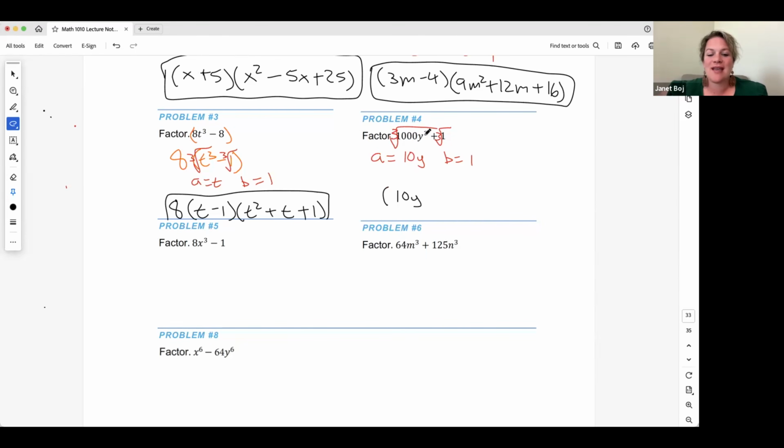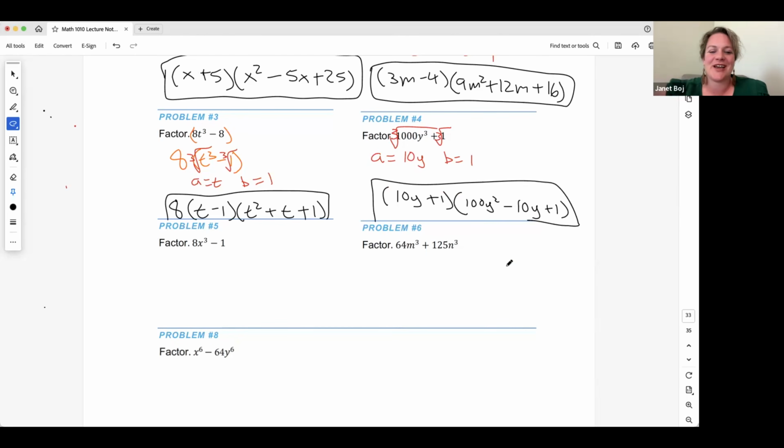So 10y, same sign, plus 1. Then 10y squared. Don't forget to square the 10. So 100y squared, opposite sign, minus. Then you multiply the 2, so you take AB. So 10y times 1, and then always positive, plus 1 squared.